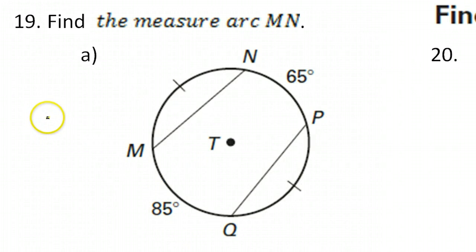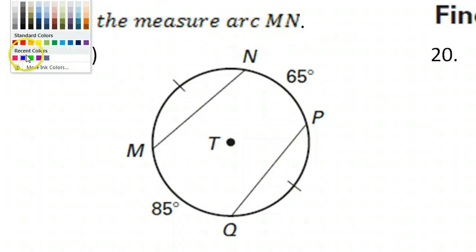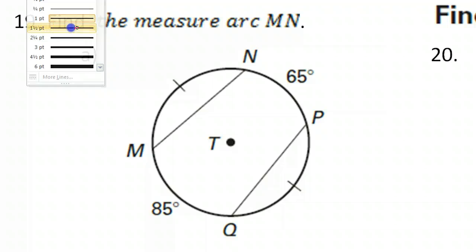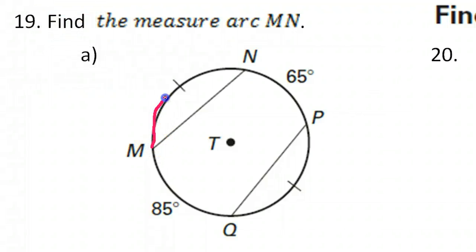Alright, number 19. We are given these two arcs right here. We're supposed to find the measure of arc MN. So this is our target right here. That's our target. But we know that these two are congruent because of the way they're marked.